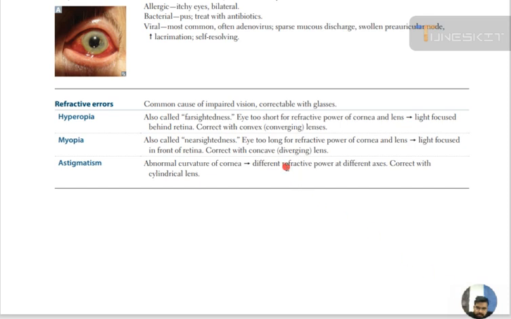In astigmatism, the defect is that there is different refractive power at different axes because of abnormal curvature. So a different image is formed at different levels, and we correct it with cylindrical lenses.